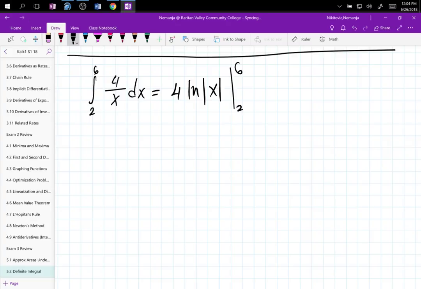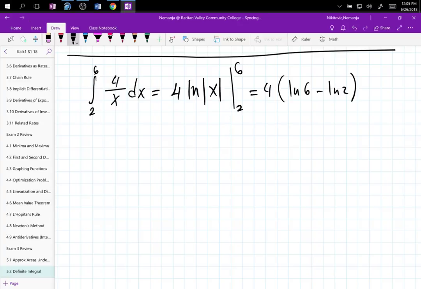Because 4 gets kicked out in front of the integral. It's a constant. And you have the integral of 1 over x. So 4 is kicked out. The integral of 1 over x is ln absolute x. So now we have 4, and in parentheses, ln 6 minus ln 2. Now, I don't have to put absolute values anymore because I have positive 6 and I have positive 2. Right?